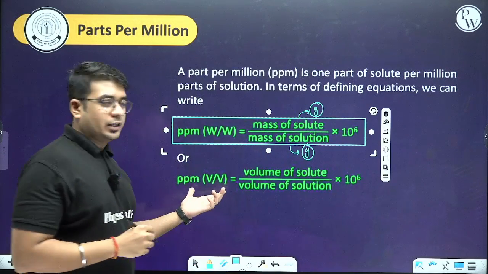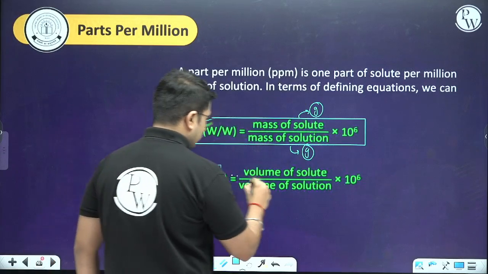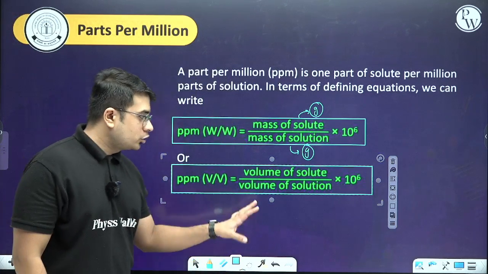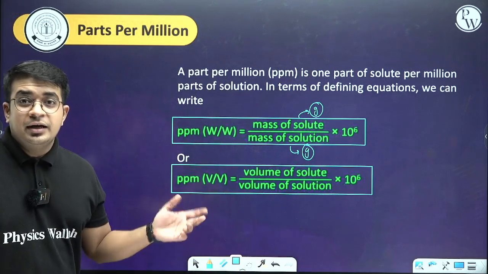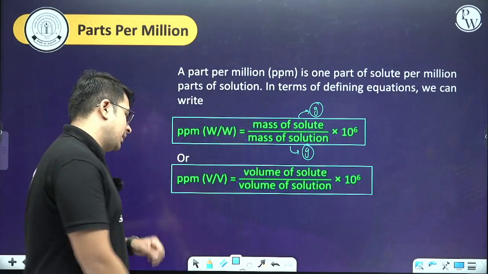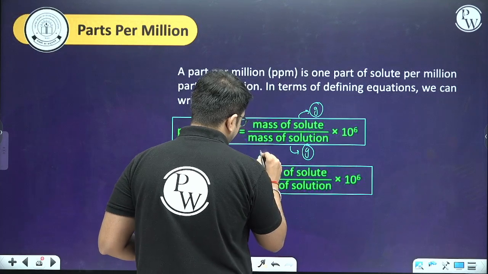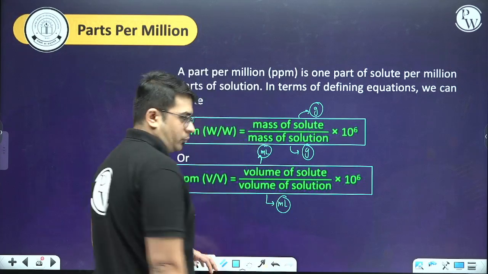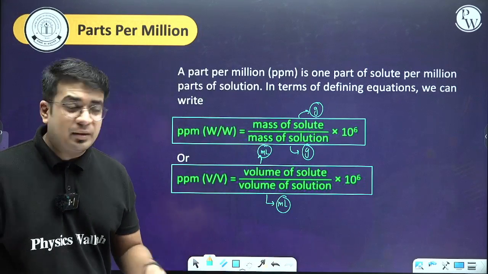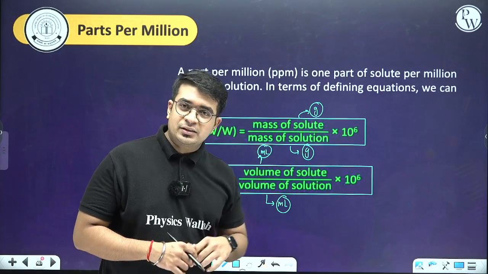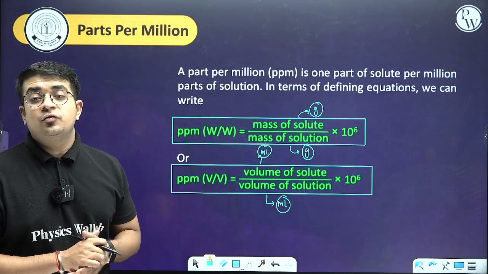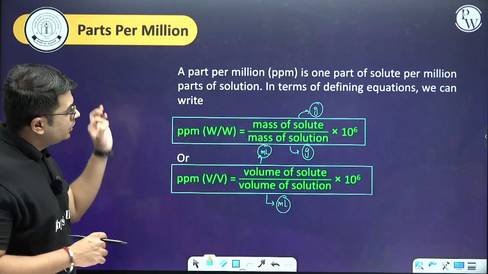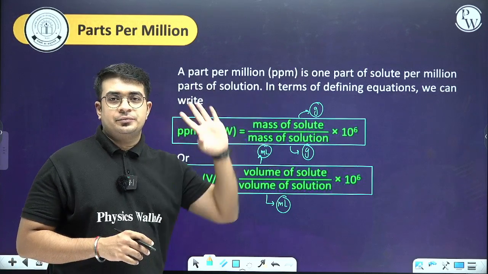Or if the term is given in terms of volume, you can again use the same formulation, which is volume of solute in ml divided by the volume of solution in ml. So there is one important term also, which is ppb, parts per billion. Instead of using 10 raised to the power 6, you can use 10 raised to the power 9. That will be for parts per billion. I hope the entire part is clear to everyone. Very, very simple.